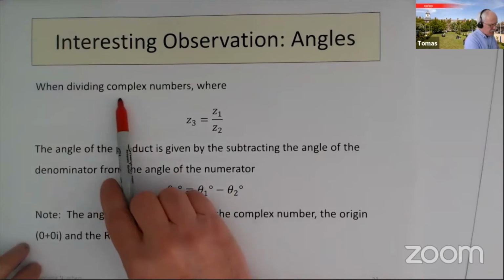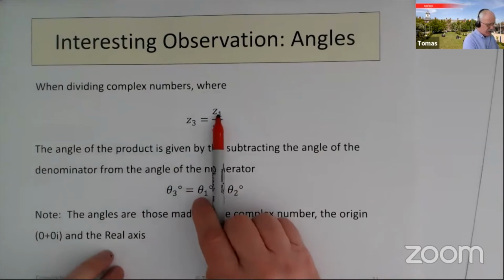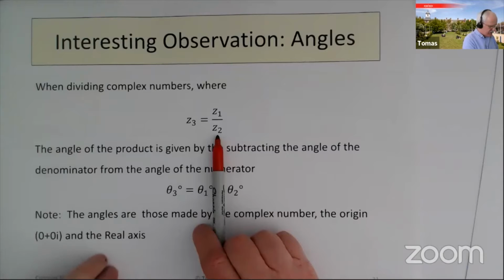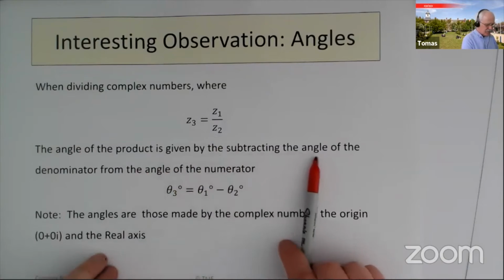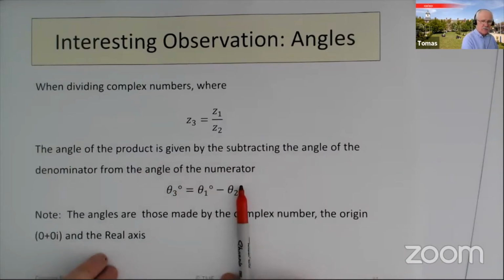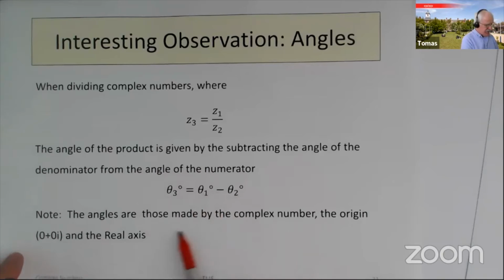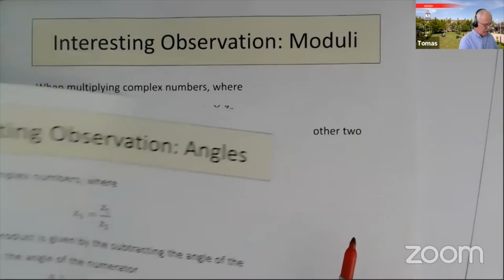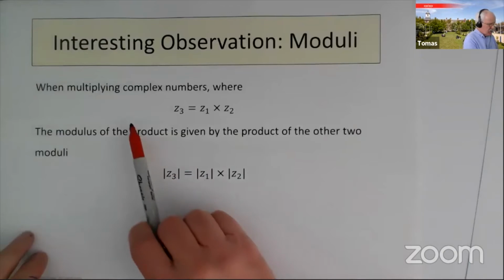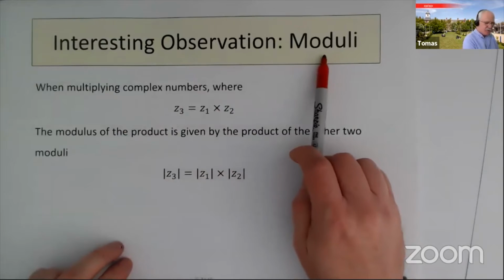Another observation was when dividing complex numbers, where Z3 is Z1 divided by Z2, the angle of the product is given by subtracting the angles. So theta 3 is one minus the other, and the angles are made in the same way with the real axis. This one was to do with moduli.